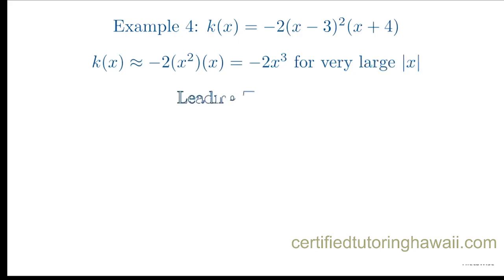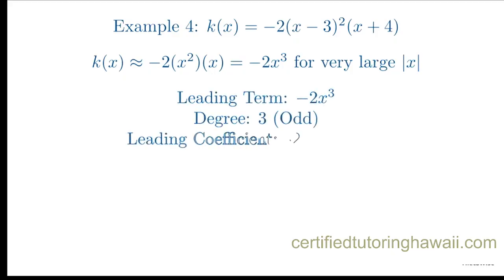The leading term is negative 2x cubed, which has an odd degree of 3 and a negative coefficient of negative 2. Therefore, the end behavior is left up, right down. Notice how the negative 2 from outside the parentheses was a part of the leading coefficient. So, let's quickly recap what we've covered today.